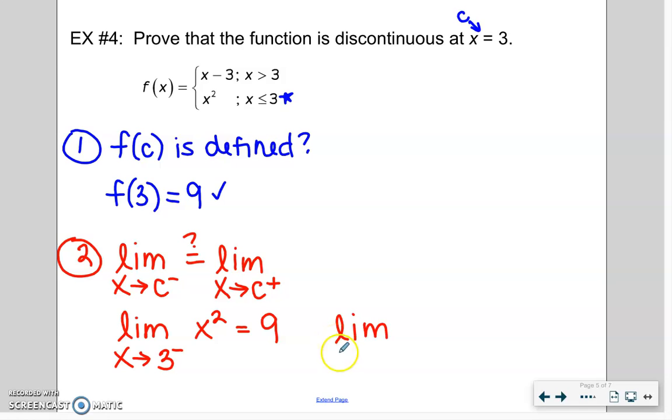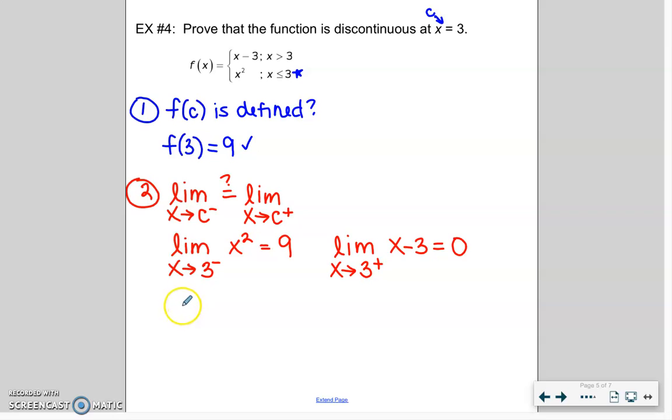And then I'm going to say, okay, I also need to do my right-hand limit. So which function would I use if I'm approaching from the right? The top one, because that's for values that are greater than 3. And if I plug and chug here, I get 3 minus 3, which is 0.